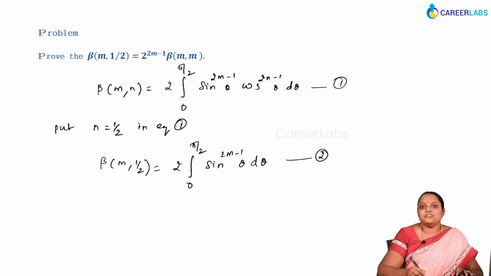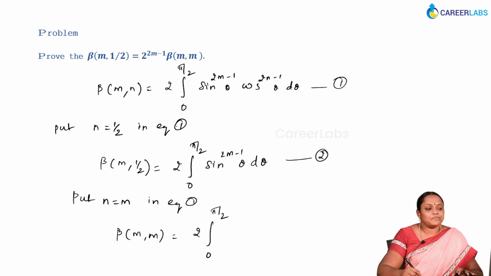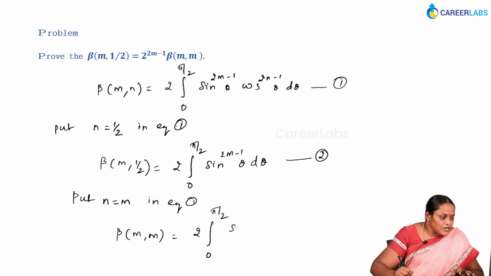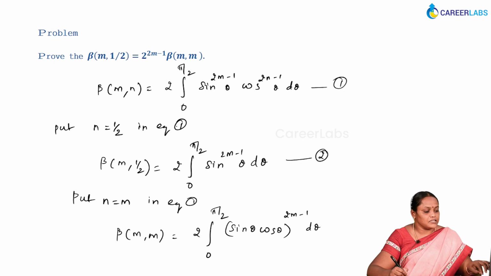Similarly, we need the value of beta of m comma m. Therefore, we are going to put n is equal to m in the same equation number 1. By doing this, we will get beta of m comma m, which is equivalent to 2 times integral 0 to pi by 2. What will happen if you replace n by m? Here also the power will be 2m minus 1, and for cos also the power will be 2m minus 1. So we can combine this and write it as sin theta into cos theta to the power 2m minus 1 d theta.